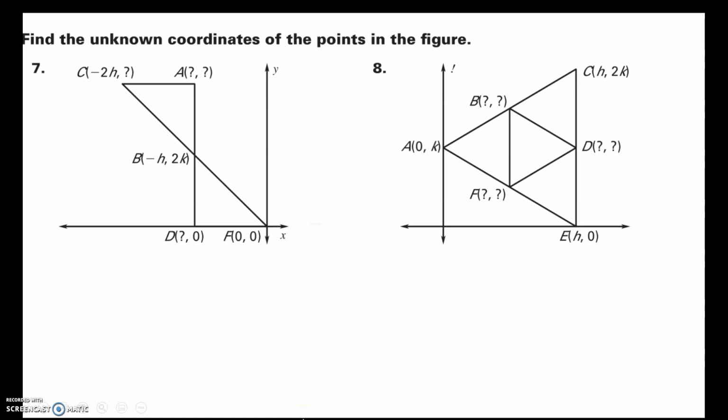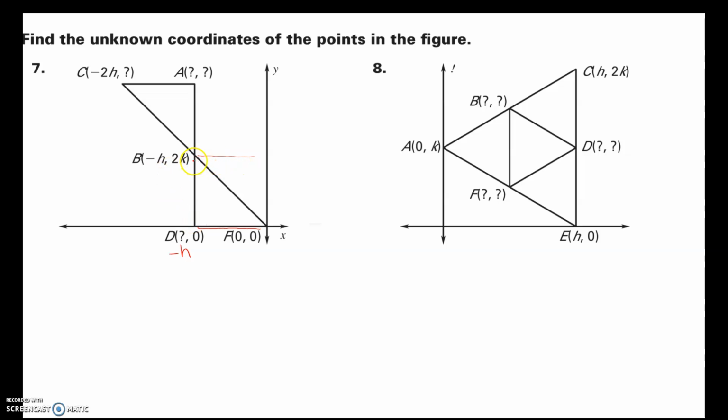Alright guys, this is 7 through 12 on your Go formative. We want to figure out our coordinates here. So they're telling us that D, we don't know how far back we went on D, but I do know that B is going that exact same distance. And that means that I'm going to have to go back at negative h for D. So D is at (negative h, 0).